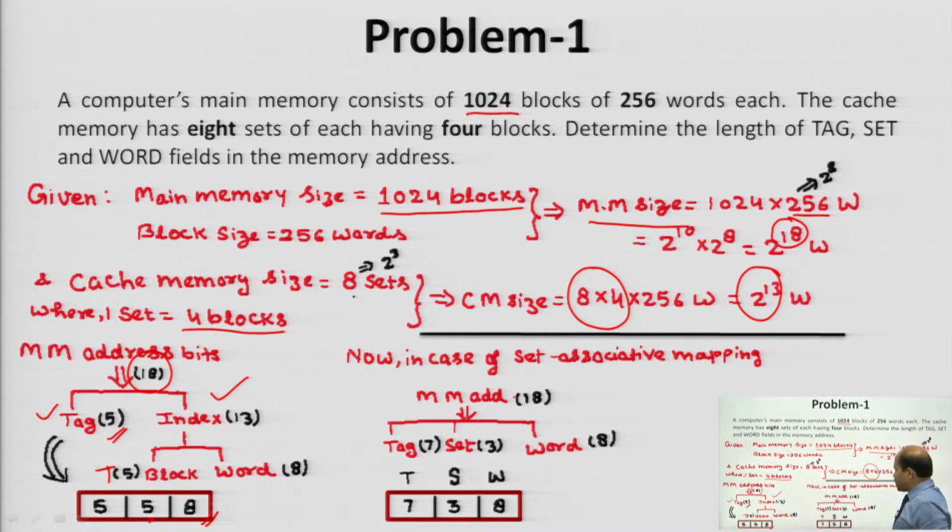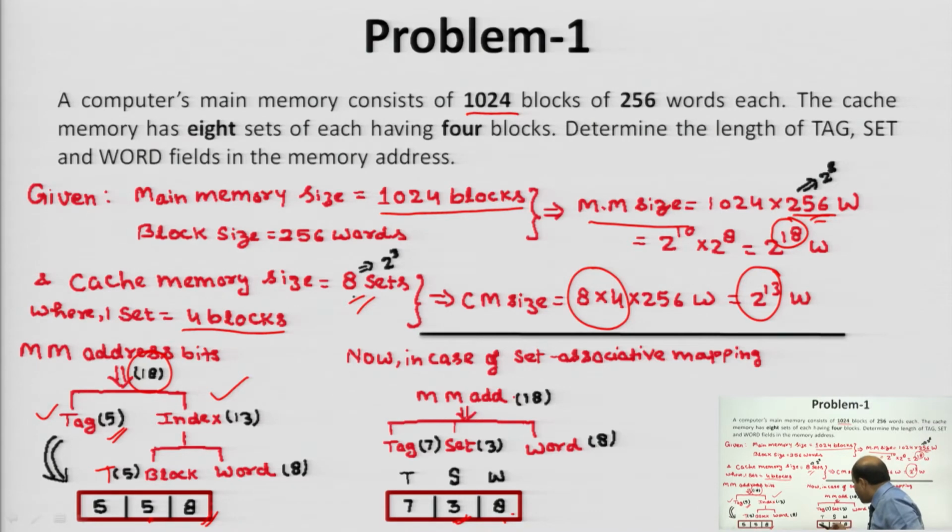Now, in case of set associative mapping, we have to calculate how many sets there are. As given in the problem, there are 8 sets. So, how many bits are required to map these sets? 3 bits. That is why in place of set it is given as 3. And for one block, how many words are there? There are 2 to the power 8 words, 256 words. So, that is why it comes as 8. So, in each block 2 to the power 8 words and there are 8 sets. That is why 3 bits are required.